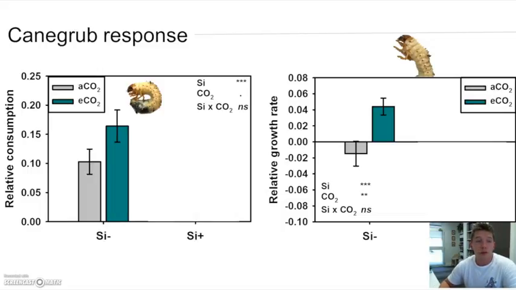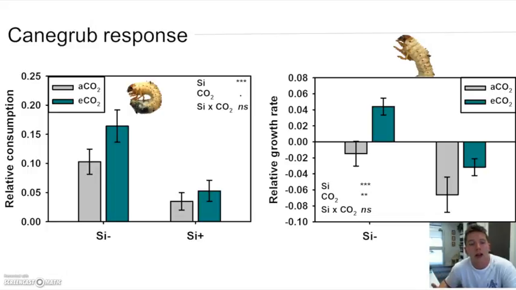So these are two further plots looking at the cane grub responses. The one on the left is looking at the relative consumption, so the amount of root material consumed, and the one on the right is the relative growth rate. And you can see in the relative consumption that under elevated CO2, the grubs are consuming more root material, and this is reflected also in the growth rate, interestingly. So we see that under elevated CO2, their growth rate is actually elevated.